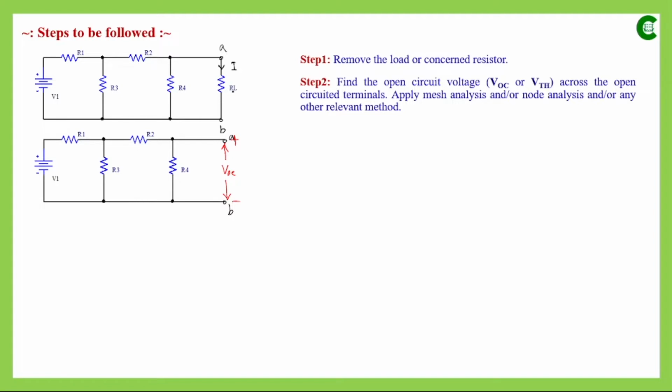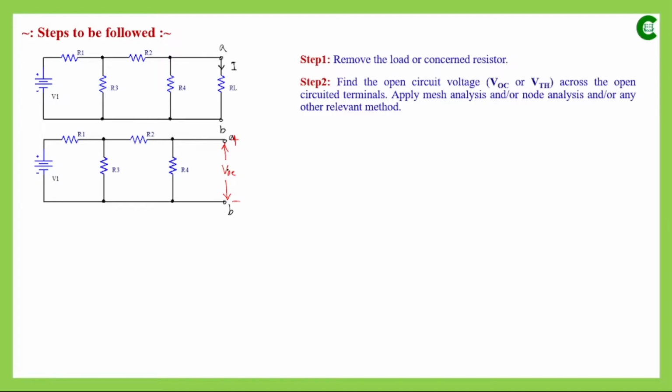So after removing this load resistor, whatever we now have in the network, across these open terminals we will find out how much voltage is dropped. That voltage is called the open circuit voltage, and it is also called Thevenin's equivalent voltage. In the simplified circuit, the voltage source that we will have, VTH, is this voltage, the voltage that we will be getting across these open terminals.